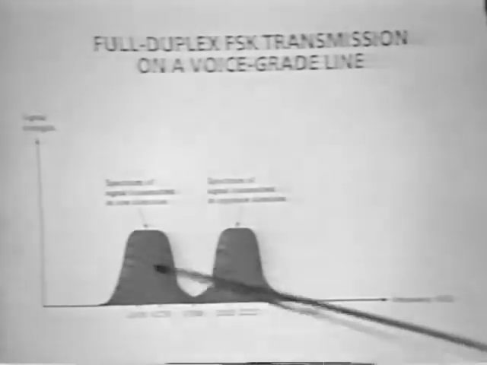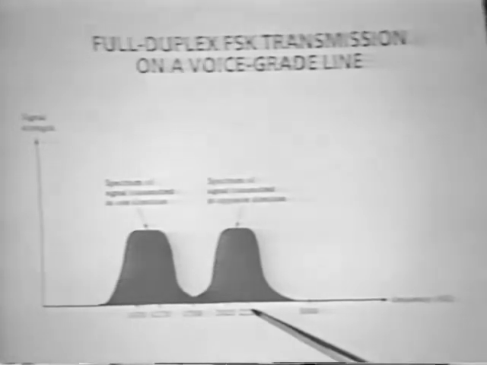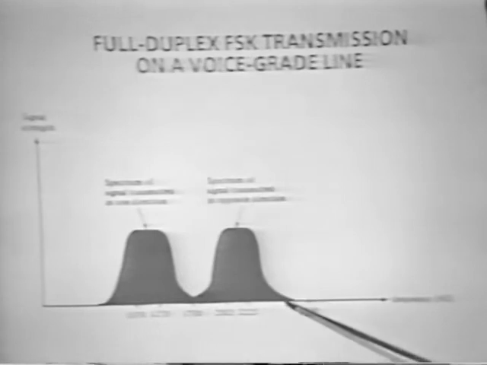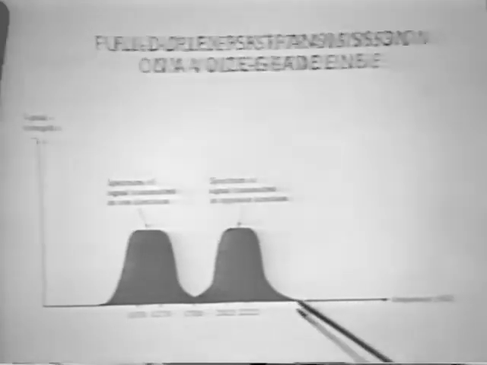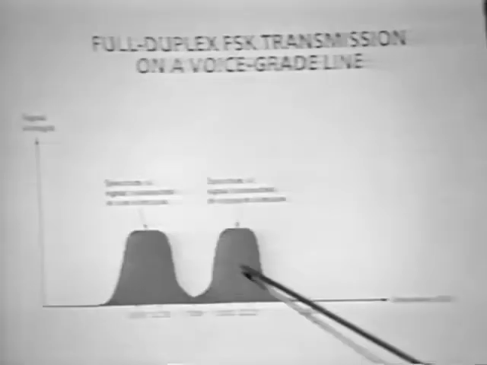We'll start out with a slide that by now should be familiar to you, which is our old friend doing full duplex transmission on a voice grade line. We've talked about this before, that we're going to use FSK, and we will transmit in one direction using one pair of frequencies, and another direction using another pair of frequencies, and that the spectrum that results is shown here. So what we're doing now is we're simultaneously carrying two data channels on the same link using different frequency bands.